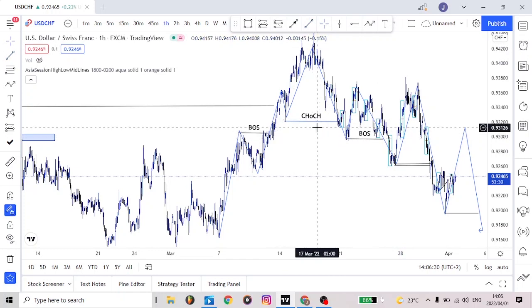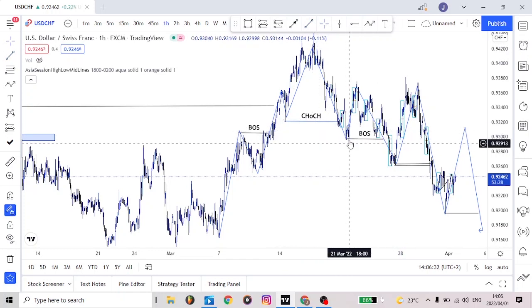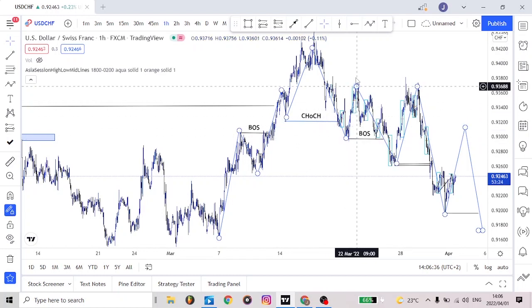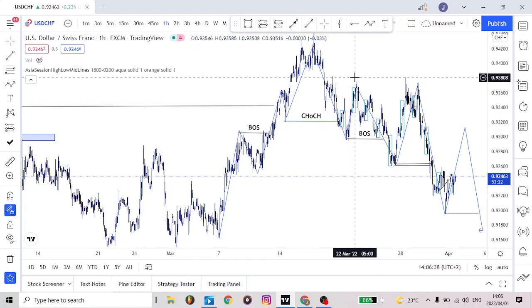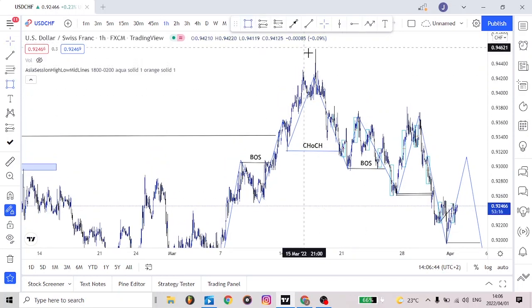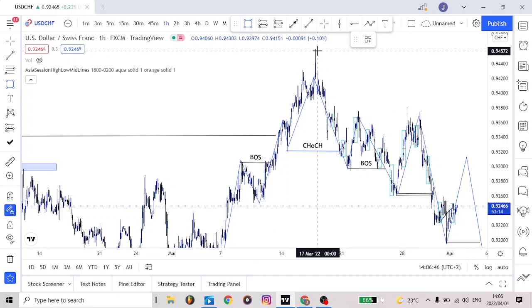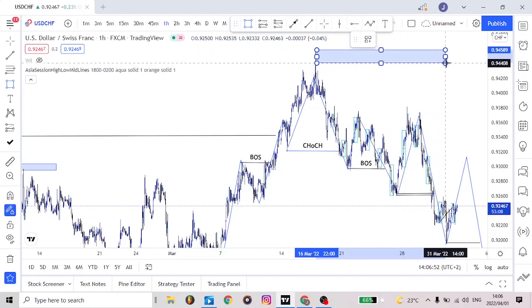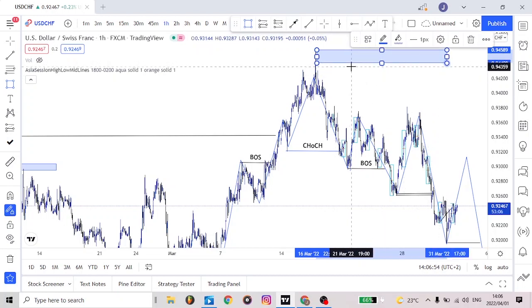So we had a change of character here, and then as you can see, when there's a change of character, we shoot to the upside. To which point do we go? Normally we try to mitigate the order block here, but okay, let's say we had an order block here. Now since we have an order block there, the market came down.